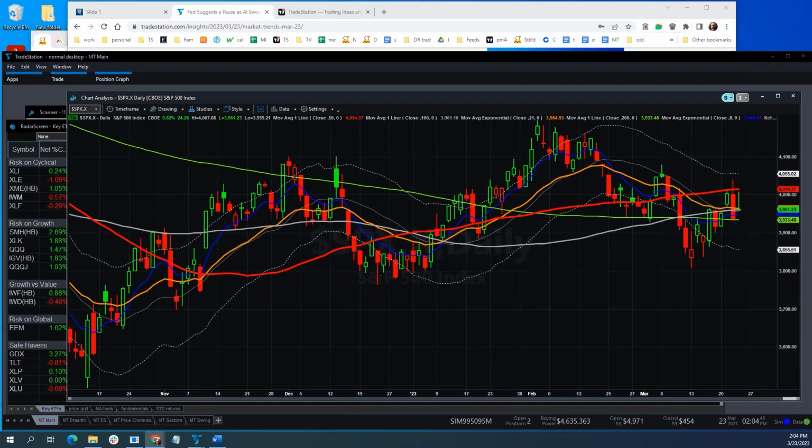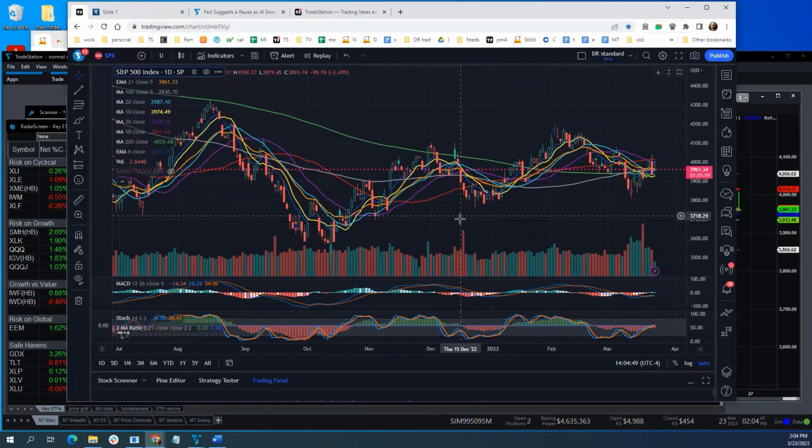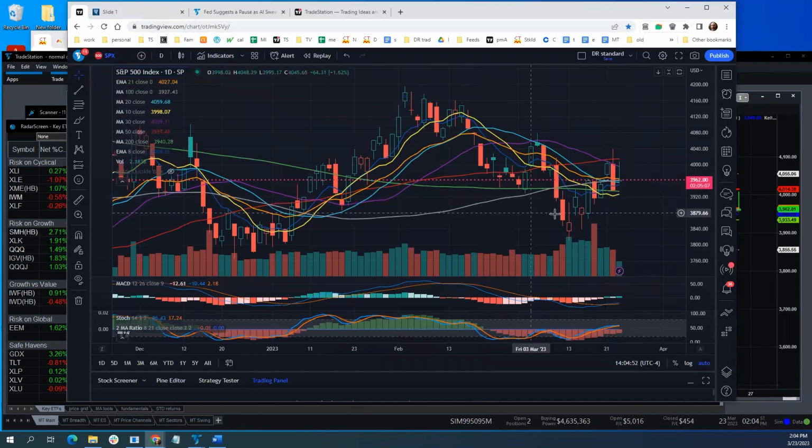I'll just show there's a TradingView chart, but I have it on this one. It's this yellow line. I've noticed that this is a pretty interesting and useful directional indicator. And when you look at this, we're back above the 10-day. When we were up here, we were really overbought against the 10-day moving average yesterday afternoon. And now we're just kind of holding.